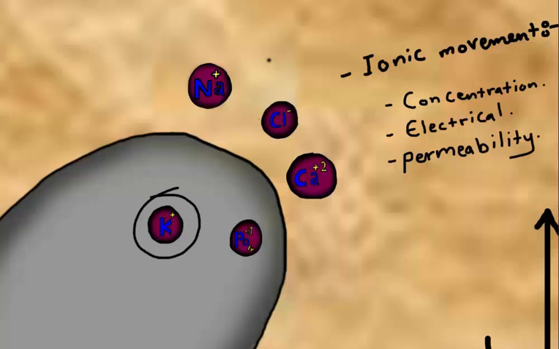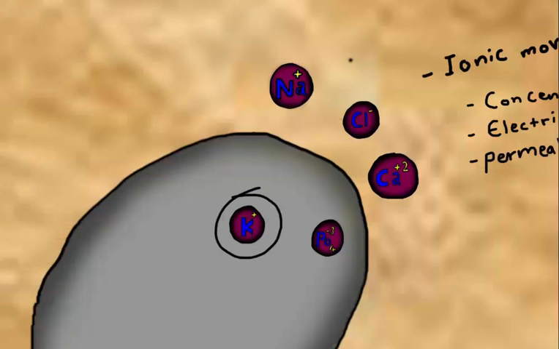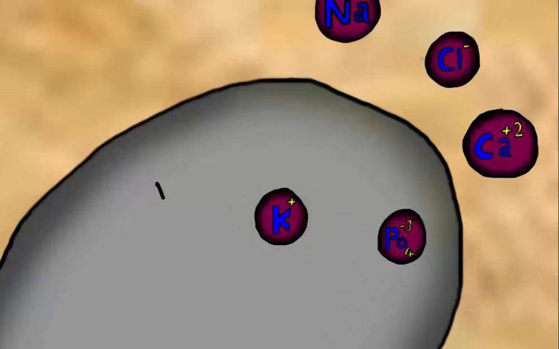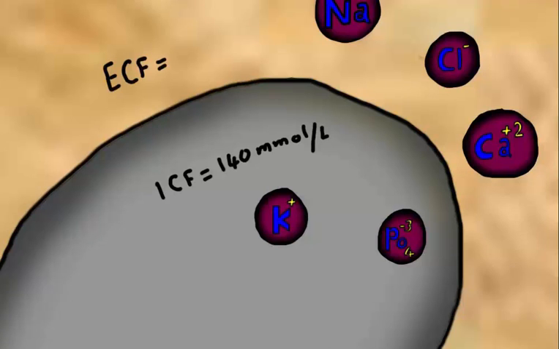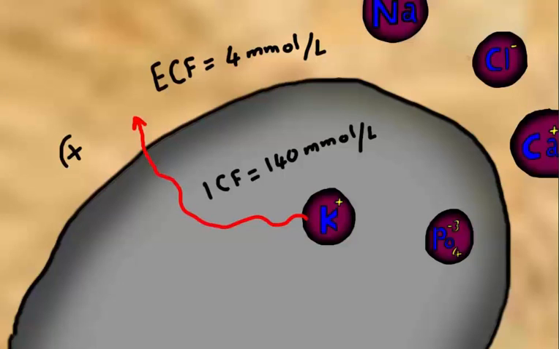Here we are taking potassium ion as an example. Potassium concentration in the intracellular fluid is about 140 millimole per liter, while in the extracellular fluid it's about 4 millimole per liter. And for that, under the concentration gradient, potassium will move to the outside of the cell. But remember that the cell membrane has a positive charge on the outside, and this positive charge will push the potassium back to the inside of the cell.